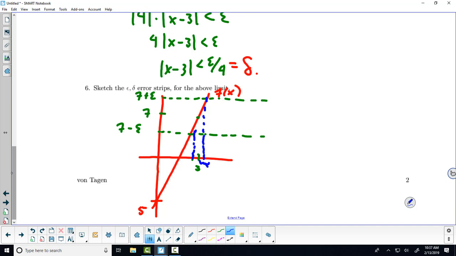This distance right here is my delta, which is equal to 1/4 of the epsilon amount. Is it safe to say that behavior is because the slope of the graph there is approximately... The slope of the graph is 4. Yes, it is. There's a relationship between the choice of delta and the slope if you're dealing with a linear function. But that's only for a linear function.